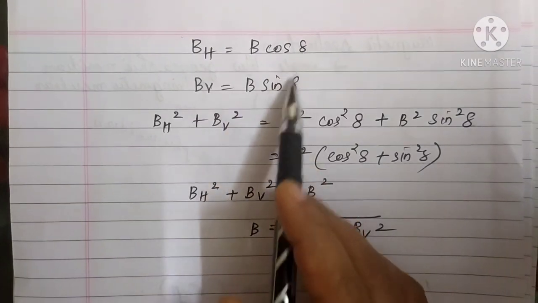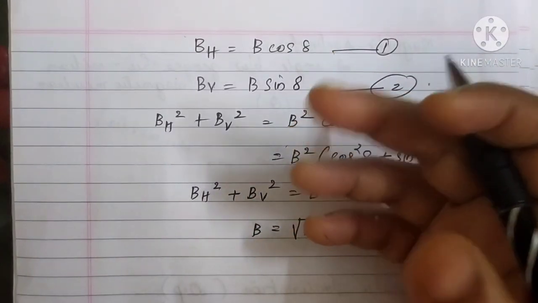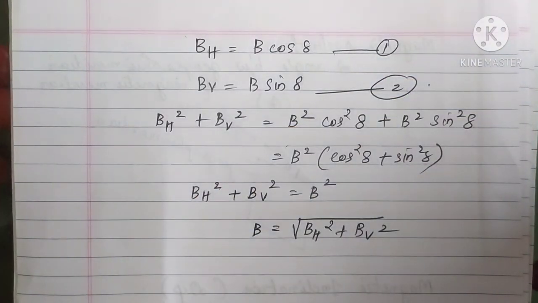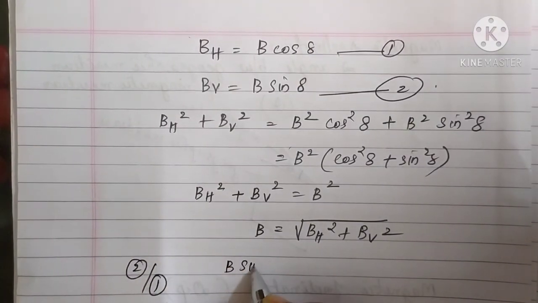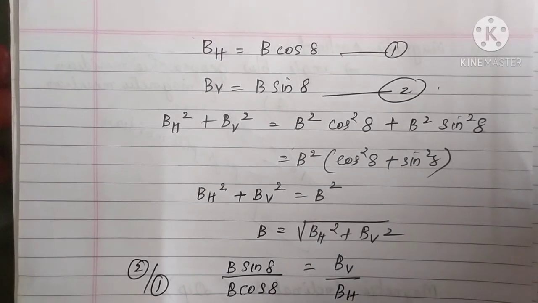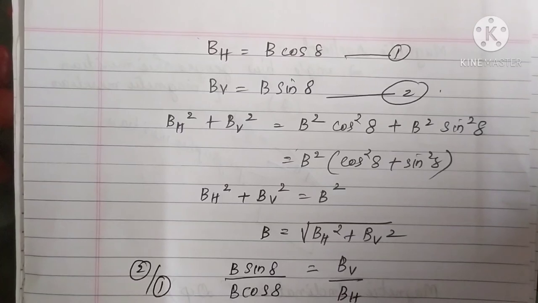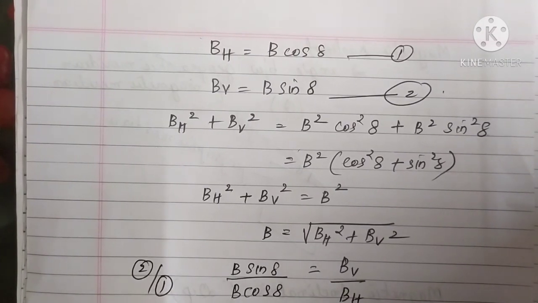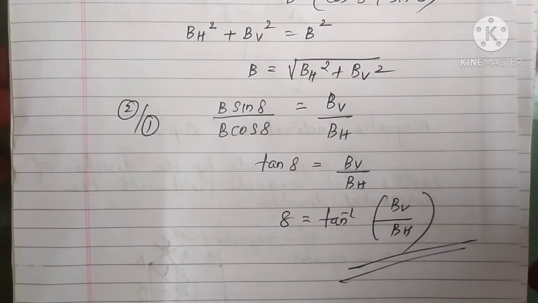Again, with these two equations, if this is equation number 1 and equation number 2, you can find the direction also. For finding the direction in vectors, as you have studied, you have to take tan theta. So here you can divide equation 2 by 1. B sine delta by B cos delta equals BV by BH. That is, tan delta is given as BV by BH, and delta equals tan inverse BV by BH. Clear for you? So this is all about the magnetic elements. Just go through this.